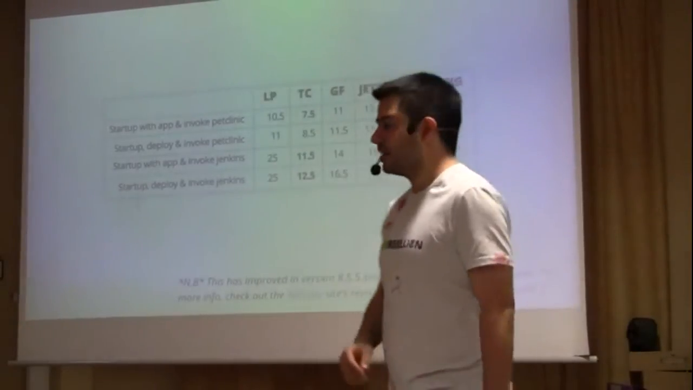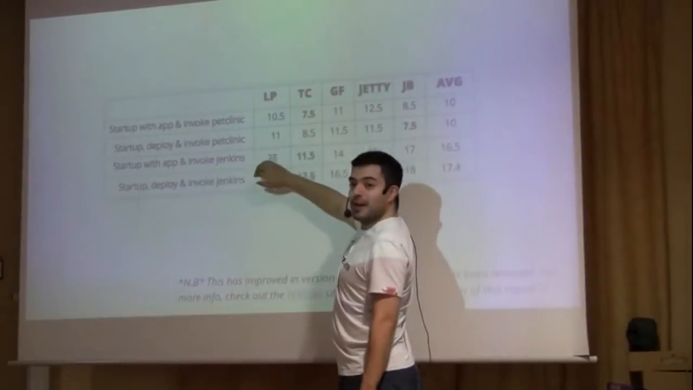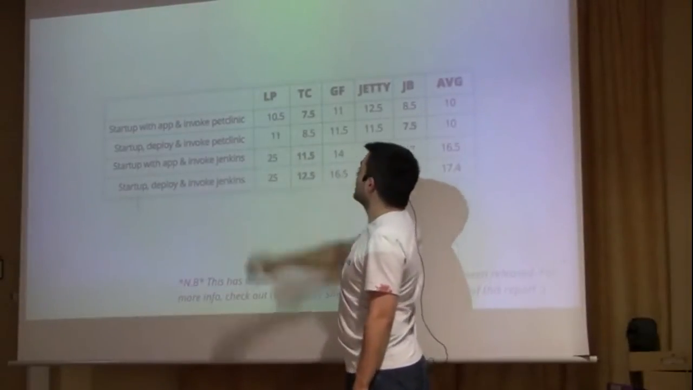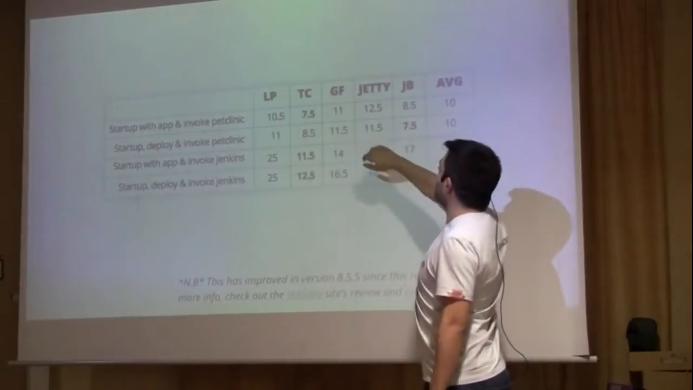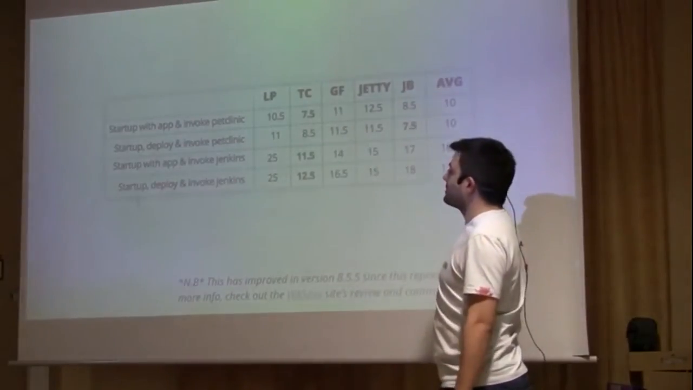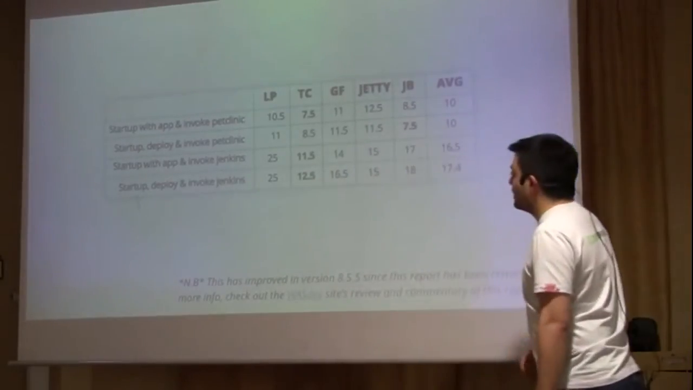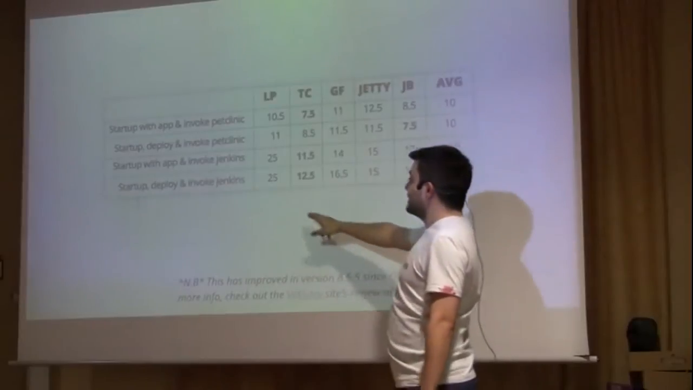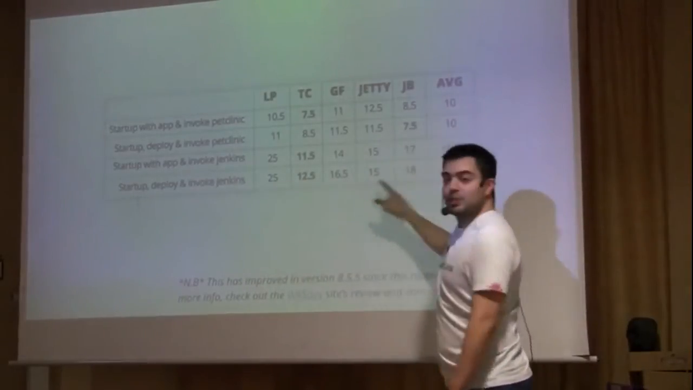When you actually invoke it, then you'll see a startup with your application and an invocation: 10 seconds. Tomcat, 7.5, GlassFish, 11, Jetty, 12, JBoss, 8. We're looking at something that's a lot closer to the others. Startup time with Jenkins on the Liberty Profile is now 25 seconds. Everything else, much, much quicker.